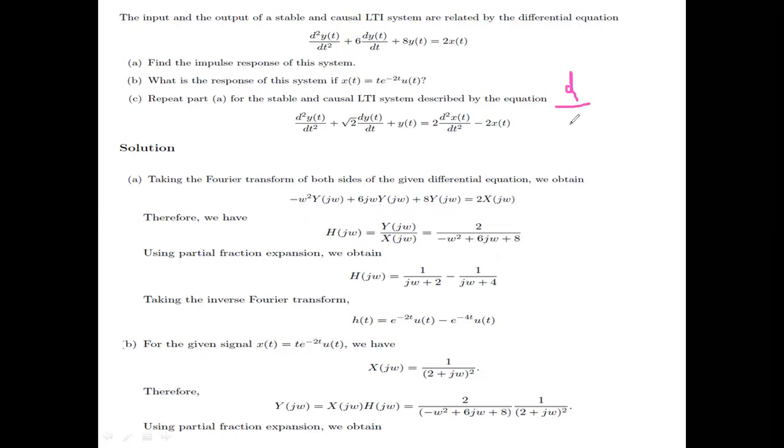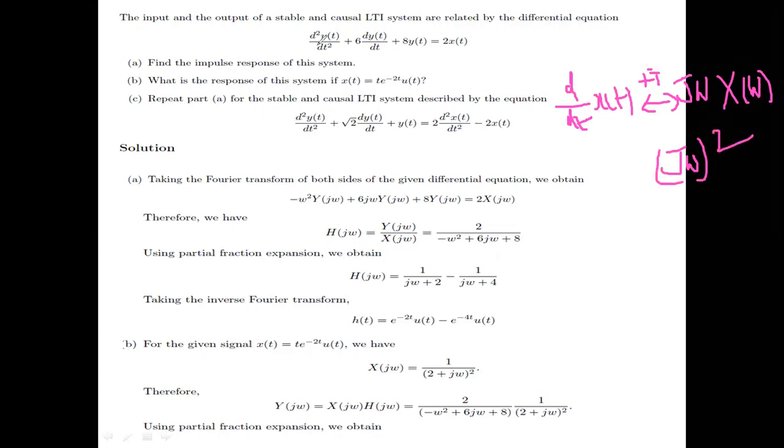The differential equation we know, d by dt of x of t. The differentiation of a time domain function, the Fourier transformation is j omega into x of j omega. Minus 2. The square means j omega whole square. See, the derivative is the second derivative. J square is a minus, omega square y of omega plus 6 j omega into y of omega plus 8 into y of omega is equal to 2 into x of omega.